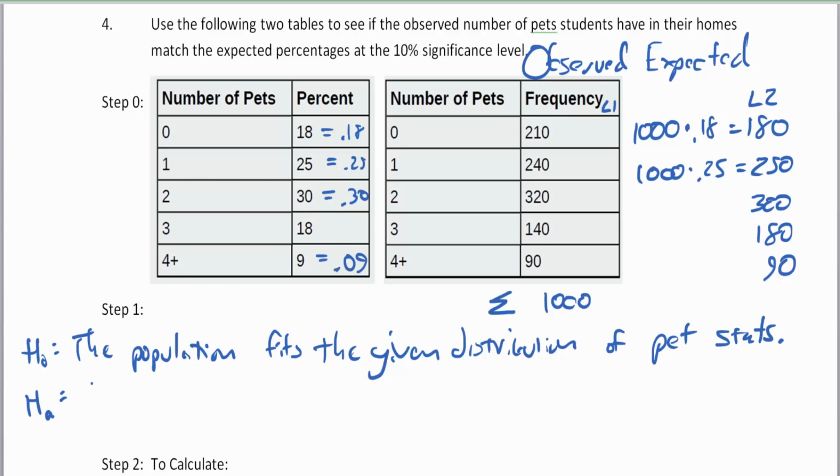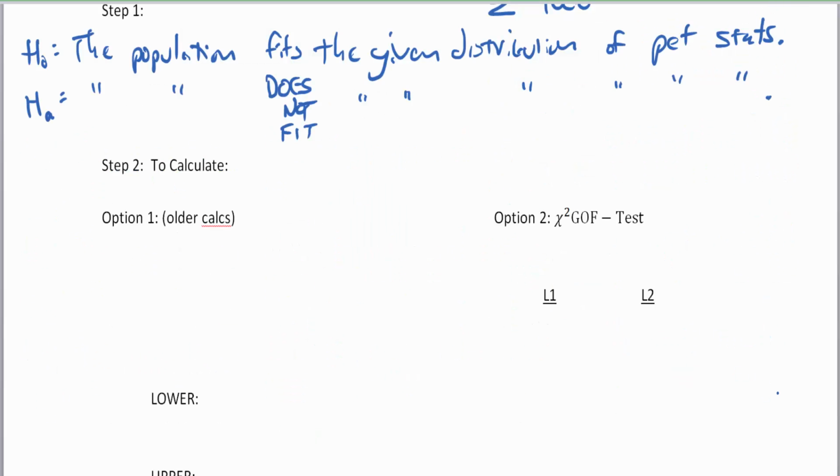And of course, the alternative is saying it's not. So the population does not fit the given distribution of pet statistics. So let's do some calculation now. To do the calculation, we're going to take each category and subtract the observed minus the expected, divided by the expected.